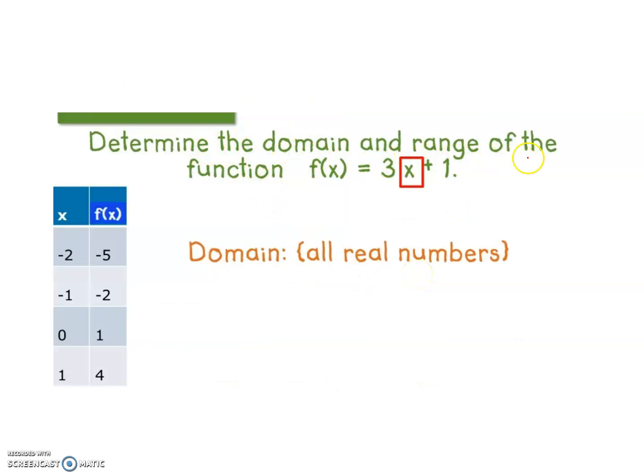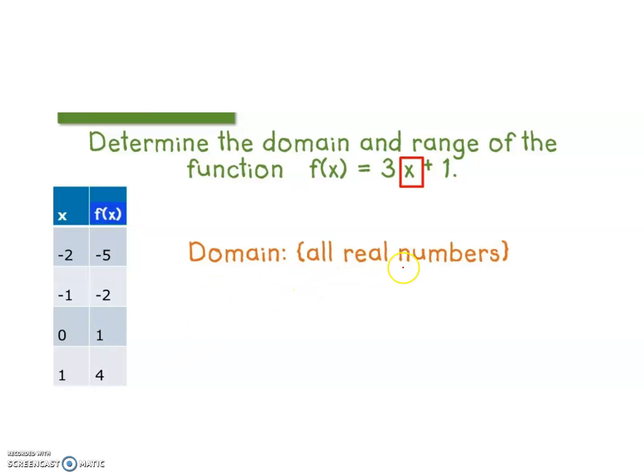Determine the domain and range of the following function: f of x is equal to 3x plus 1. If we put in minus 2, 3 into minus 2 is minus 6, plus 1, minus 5. Minus 1: 3 into minus 1 is minus 3, plus 1, so minus 2. 0: 3 into 0 is 0, 0 plus 1, the value is 1. The next value is 1: 3 into 1 is 3, 3 plus 1 is obviously 4.